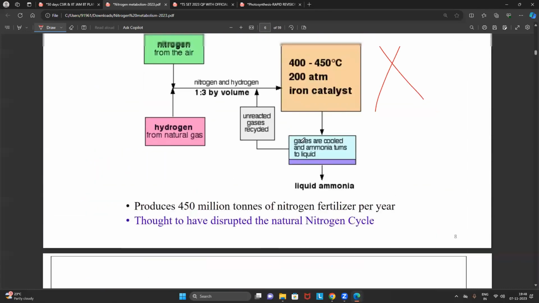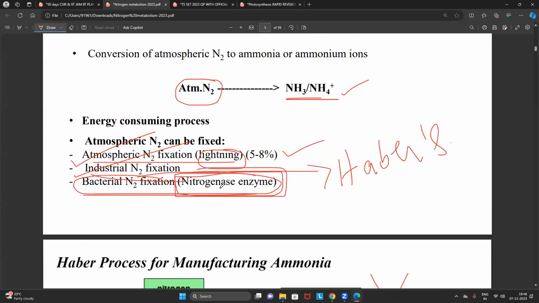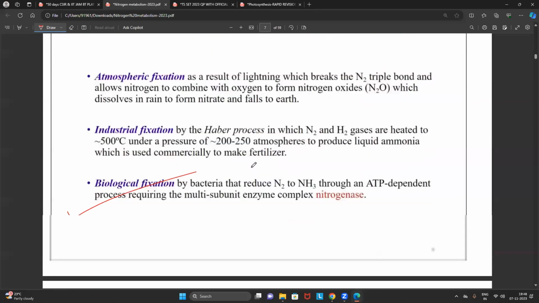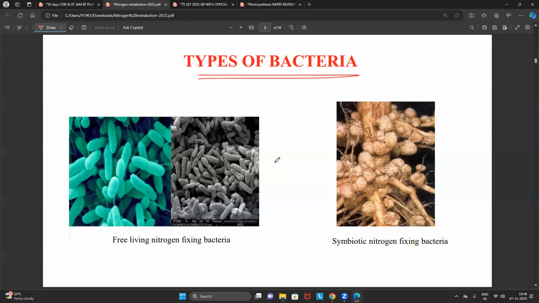Now, friends, the question is clear, no? Why can plants not fix nitrogen? Why can animals not fix nitrogen? Why can humans not fix nitrogen? Because no one has the nitrogenase enzyme. That's the only reason. So who is going to fix the nitrogen? Undoubtedly, bacteria. Now again, this is a tough challenge. You all have to remember the names of the bacteria compulsorily.